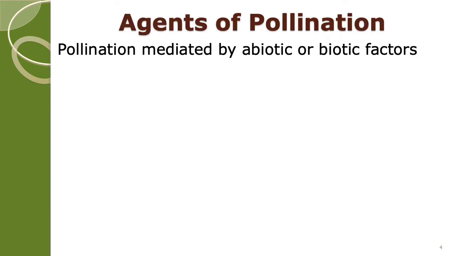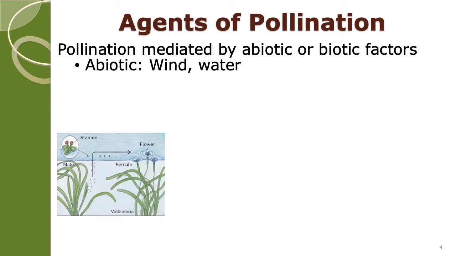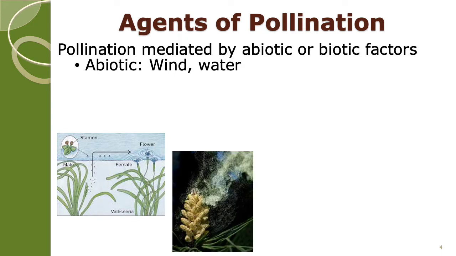Pollination can be mediated by different agents that can be abiotic or biotic. The abiotic agents tend to be primarily wind and water. Now, we had seen how wind can help in pollination in the case of gymnosperms, and it can also help in pollination in angiosperms. So in the figure right here, we can see water playing a role in pollination. And in this middle figure, we can actually see how wind can play a role in pollination.